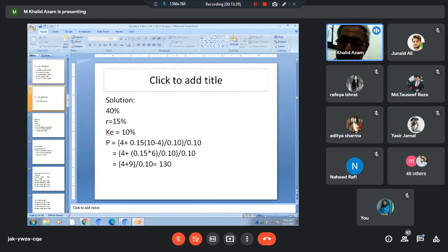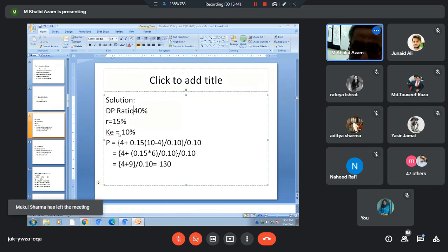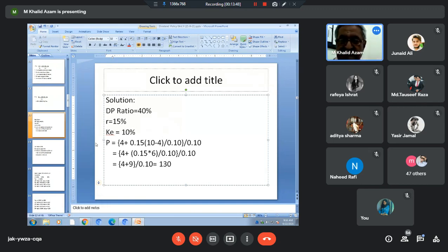So now see here. First of all, the rate of return is 15%. Cost of equity 10%. All right.